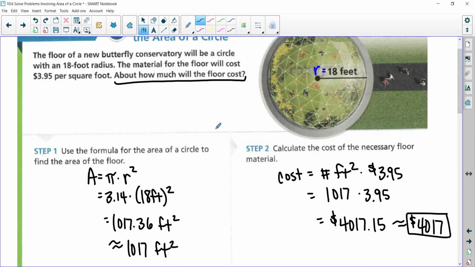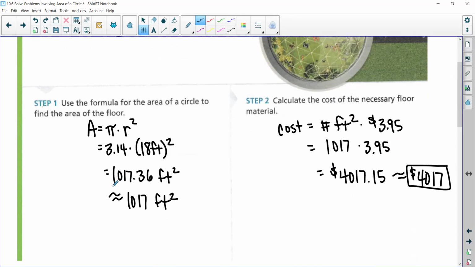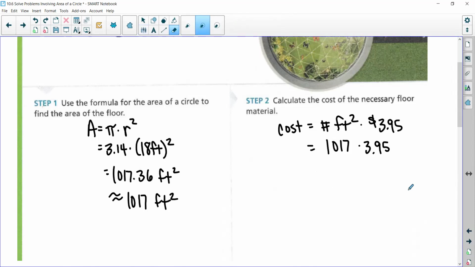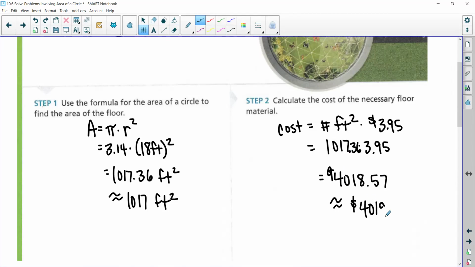Honestly, ideally, I wouldn't want to round until the very end. Ideally, I'd like to use this 1017.36, and instead of maybe multiplying here like I did, rather than rounding multiple times, I think this would probably be a more accurate way of getting it. 1017.36 multiplied by $3.95. It actually ends up rounding then, in this case, to $4,018.57, which is closer to $4,019. So ideally, we'd round just at the very end to make our answer as exact as possible.